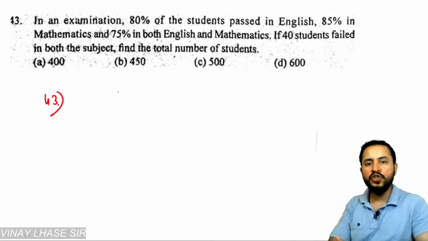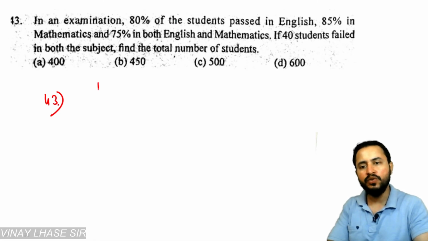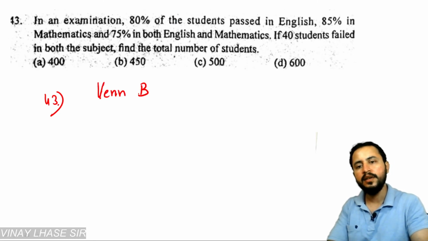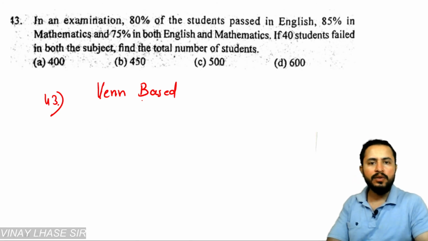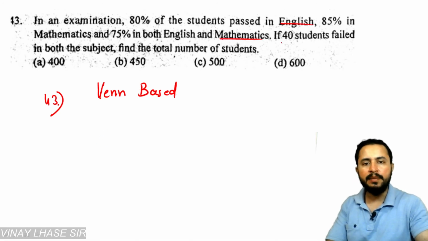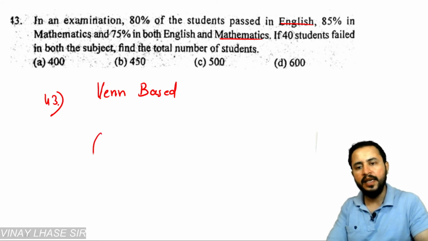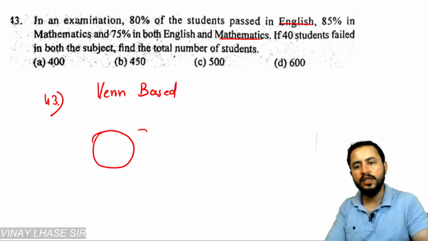43. In an exam 80% students pass in English. This is a Venn diagram based question. Okay, Venn based. You can do Venn diagram based questions, right? So now here we have English as well as mathematics. We have two papers. Okay, English, I'll just draw this. This is English and this is our maths.